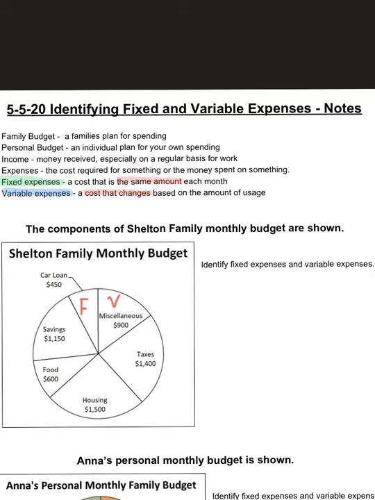Taxes, well, taxes you're going to pay the same amount each time, so that would give you an F or fixed expense. Housing, well, that would be like your rent, and your rent is the same each month, so that would be a fixed. Food, well, we don't always eat the same amount of food each time, so that one would need to be variable. And savings, well, when we have a budget for our savings, we usually put away the same amount each time, so that one would be a fixed.